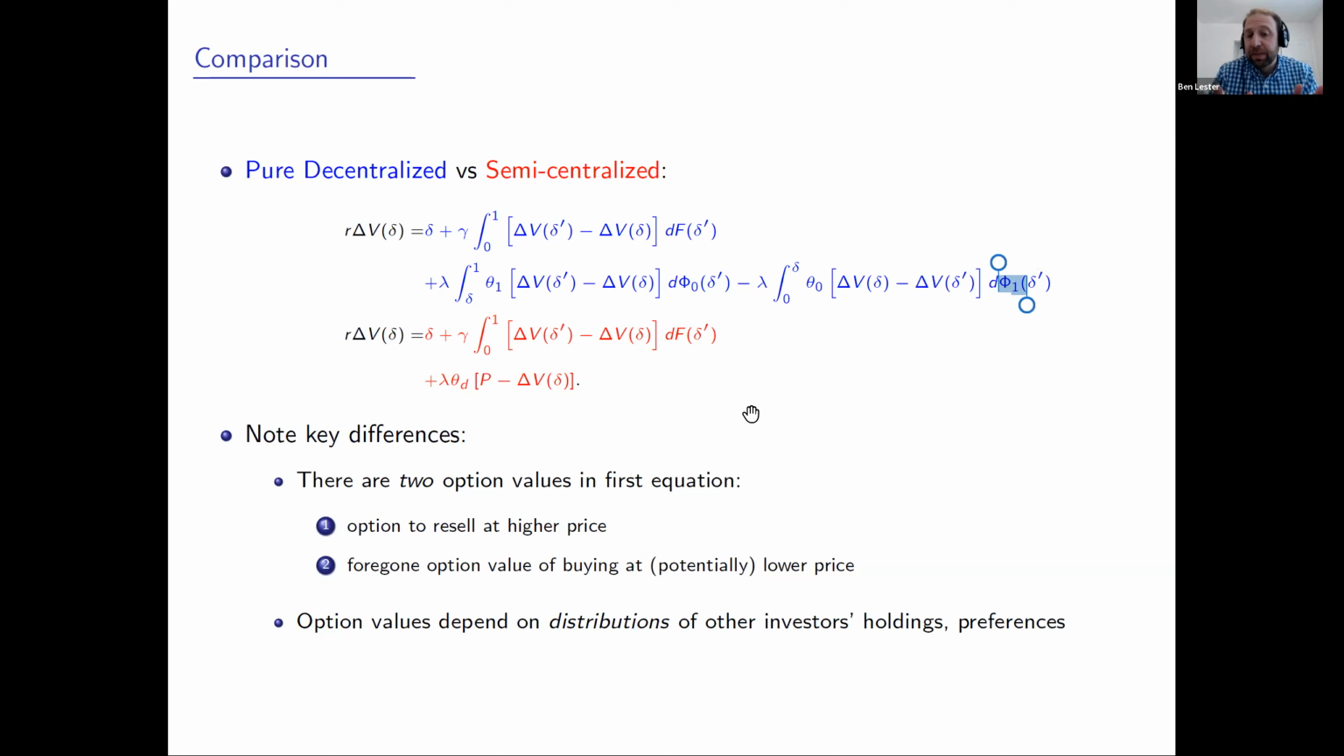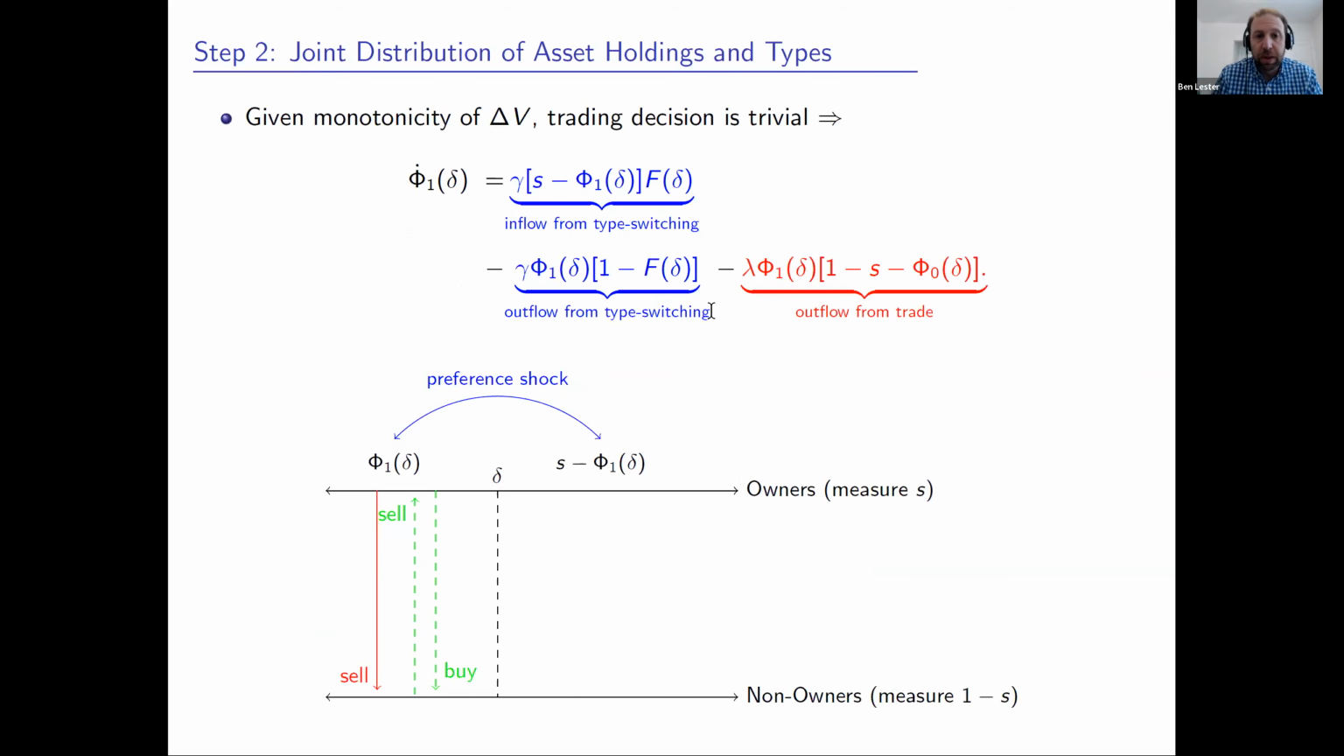So that's solving half of the model. Again, let me pause and just see if there are any questions, because I said a lot of words there. Okay, so now we have reservation values, but we haven't figured out these distributions yet. So let's go to these distributions.